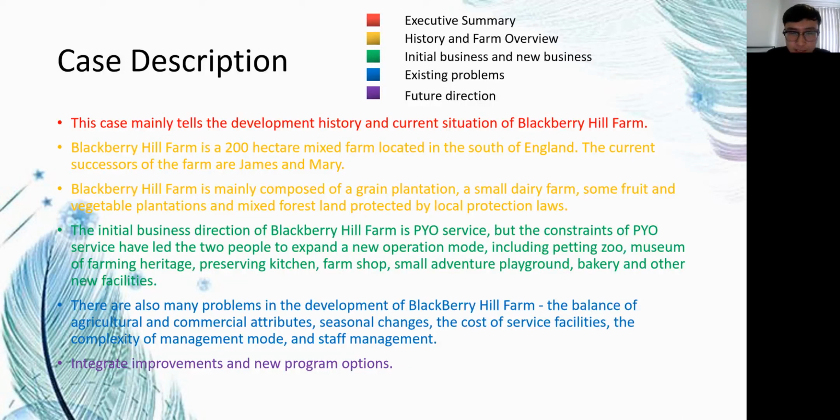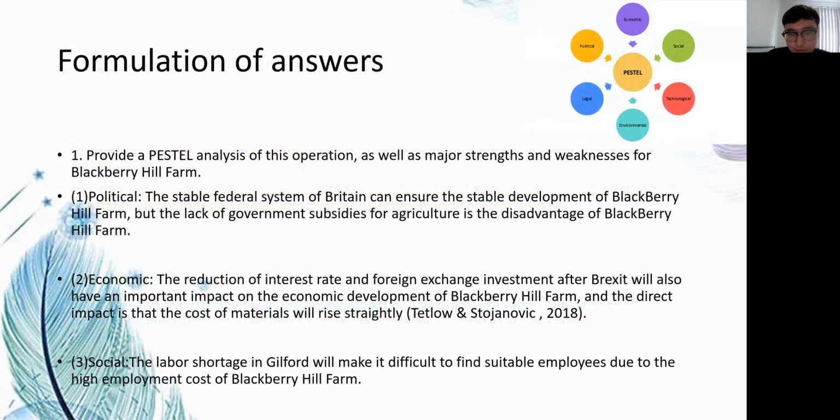The fourth is there are also many problems in development of Blackberry Hill Farm. The balance of agriculture and commercial attribute, seasonal change, the ease of service facilities, the complexity of management mode, and staff management. The last is integrating improvements and new program operations. Okay, let's move on to the next slide.